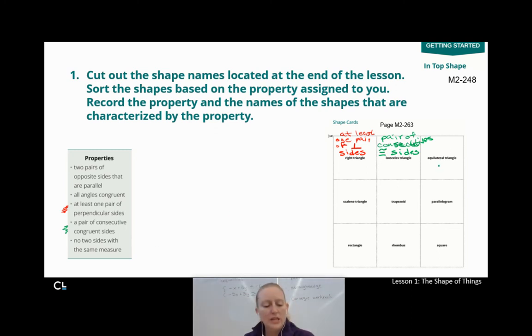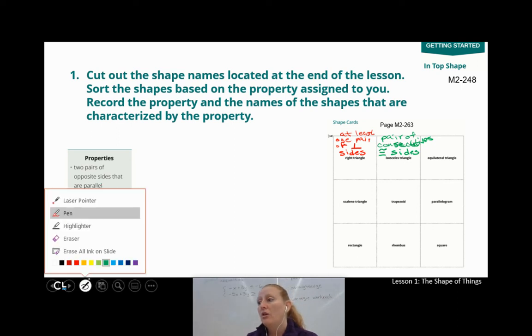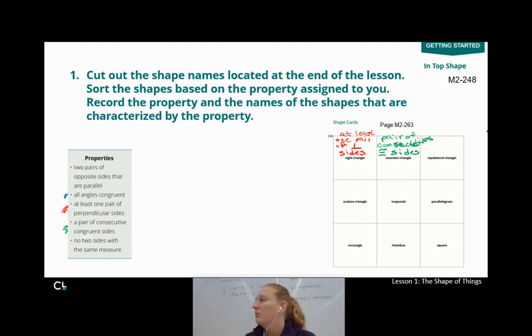Equilateral triangle. You know what? Equilateral triangles have three congruent sides, right? That's the deal. All their sides are the same. It's equilateral. So nope, no parallel. It does have all congruent angles, though. If you have all congruent sides, you get all congruent angles, too. So I'm going to write that down on equilateral, all congruent angles. That is true.